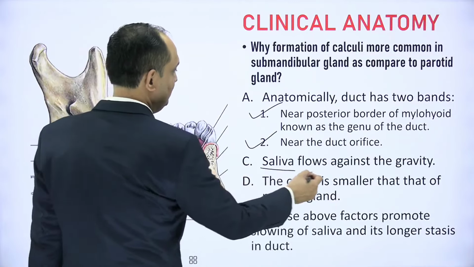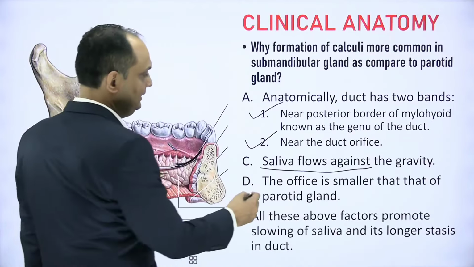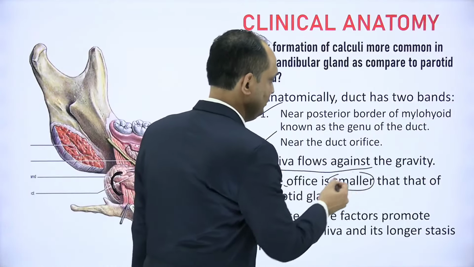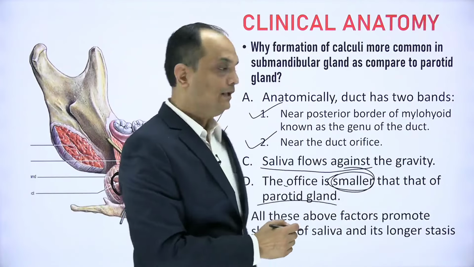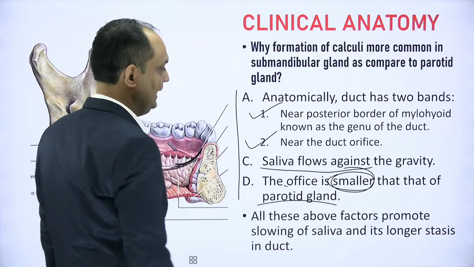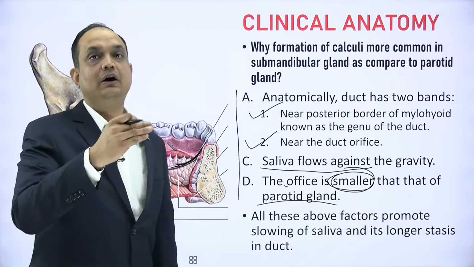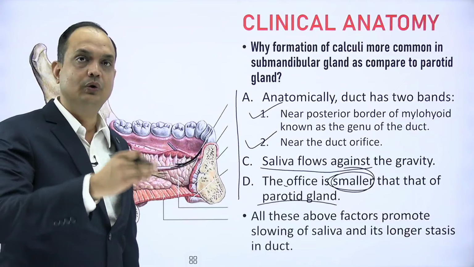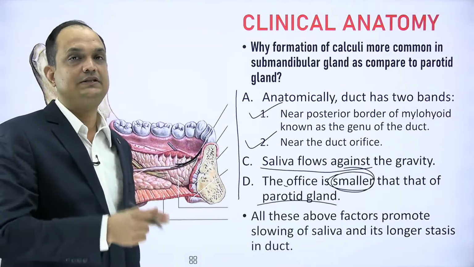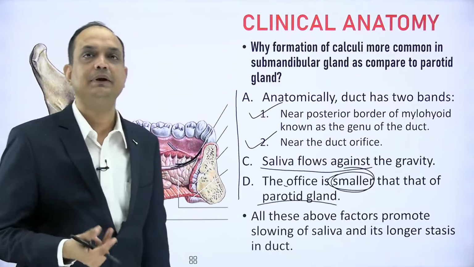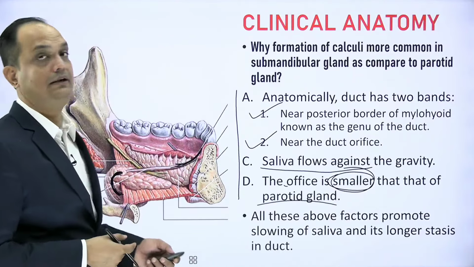Another reason is that saliva flows against gravity, and the orifice is smaller. The orifice is smaller than that of the parotid gland. So because of these reasons, the flow of your saliva or the secretions is very slow, and the stasis of the secretion is there for a longer time duration as compared to the parotid gland duct. So this is all what you should know about the submandibular gland.